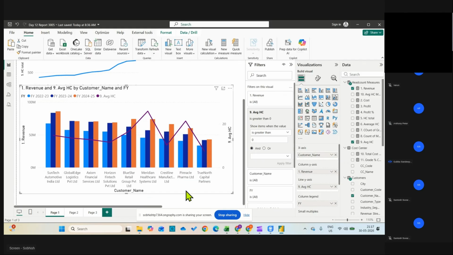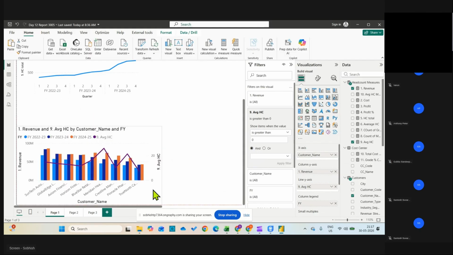Pinnacle also, right? So we see that we have deployed a large number of headcounts there, significantly higher headcount for these two customers, but we are not seeing that revenue growth. We should have seen higher revenue because we have deployed a higher headcount. But if you look at the other accounts, the revenue is more or less the same. In fact, the Pinnacle revenue is less than many other accounts, yet we have deployed significantly higher headcount there, right? Yes. So the problem is evident that we have issues with the two customers there.